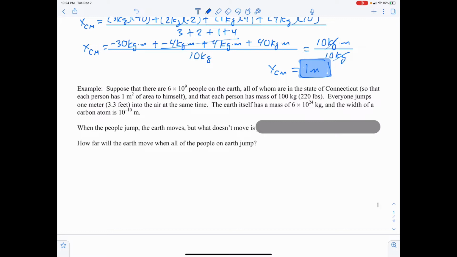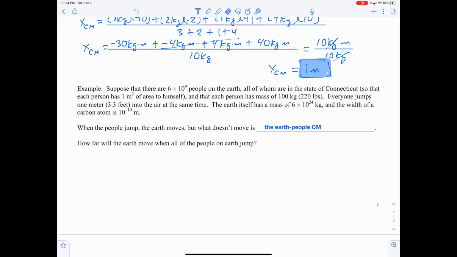If everyone jumps 1 meter into the air at the same time, the Earth itself, of course, has a mass of 6 times 10 to the 24 kilograms, and the width of a carbon atom is 1 angstrom, or 1 times 10 to the negative 10 meters. When the people jump, what doesn't move is the Earth-people center of mass.